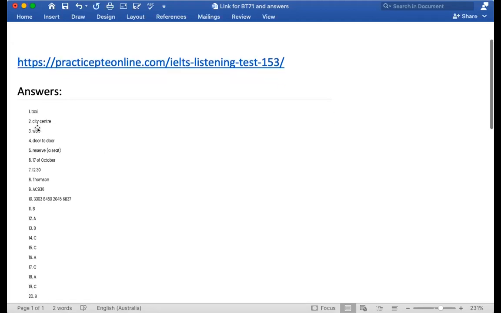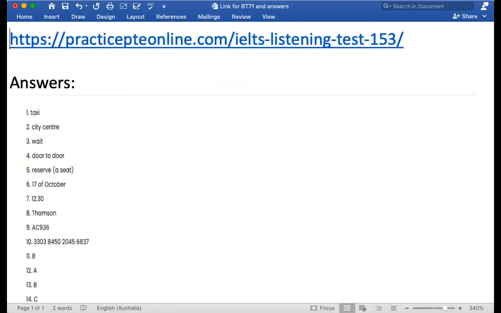So the first answer was taxi. Or do you guys want to put in your answers first? Or wait, maybe you can check it like this. We don't have a lot of time as well. So we have about 7-8 minutes left. The first answer was taxi. The second one was city center. So C in capital. I know it's not written in capital here, but city center has to be in capital.